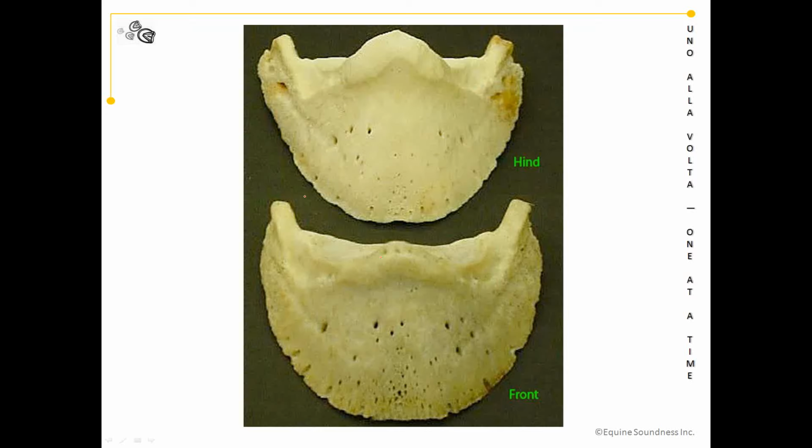Another Cheryl Henderson picture looking at the hoof from above. The front hoof is in general rounder, while the hind hoof is in general more spade-like. And this has something to do with the fact that the front hoof is more supporting and the hind hoof pushes more.